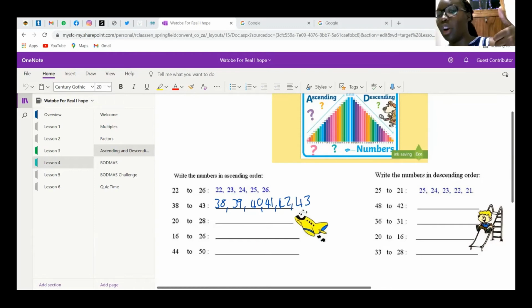Yes, ma'am. All right. Do you want to try 20 to 28? I know it's going to be a lot of numbers, but we can. Yes, ma'am. Okay, let's go. Okay, 20, 22.